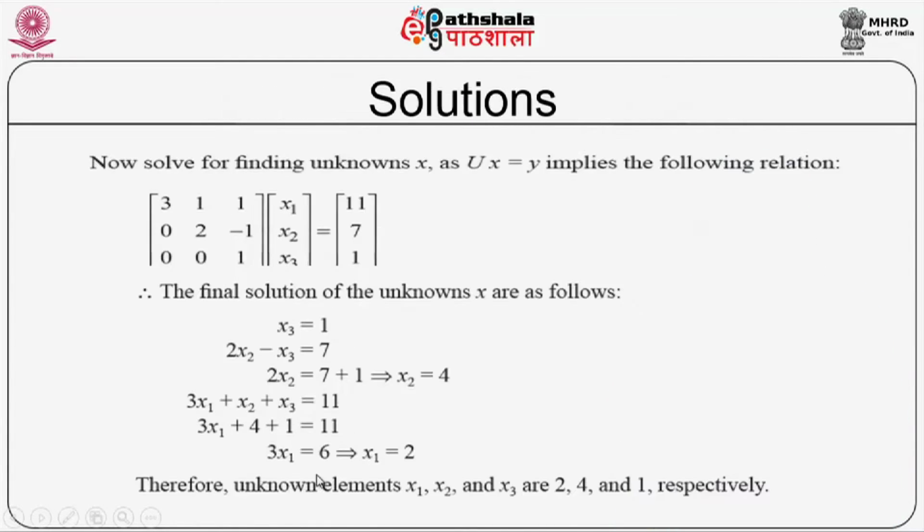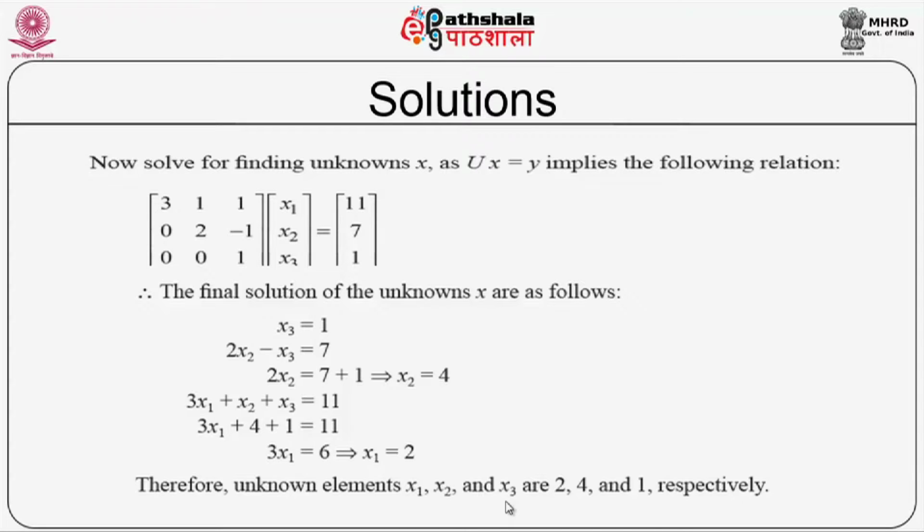Once we have this, then we can substitute that into the old equation of Ux equal to y, where we know the value of y, we know the value of U. So, now we can find the unknowns, that is going to be x1, x2 and x3. So, now you can see that the values are 2, 4, 1, which are exactly similar to the values that we obtained as part of the Gaussian elimination procedure.